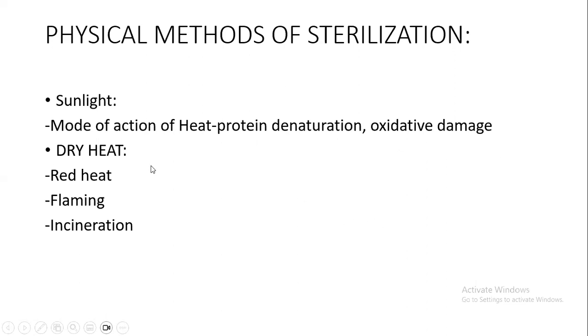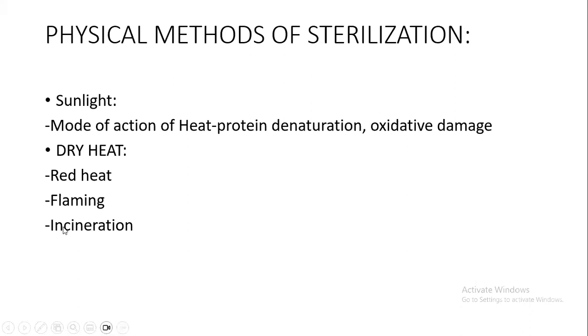Then other methods of dry heat sterilization include red heat. So this is how we do the red heat sterilization of the nichrome wire loop that is used for streaking purposes. Then flaming. Flaming basically means passing of the objects through the flame, and this is generally done for the mouth of test tubes and flasks every time we open and close them.